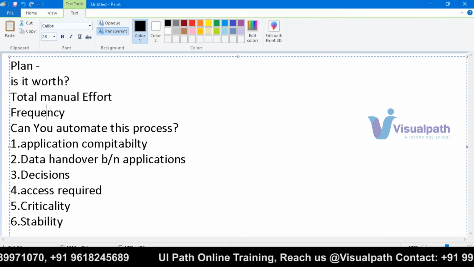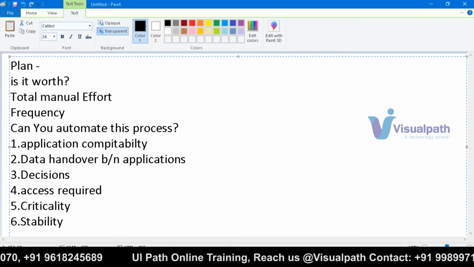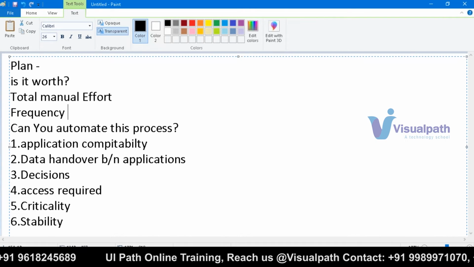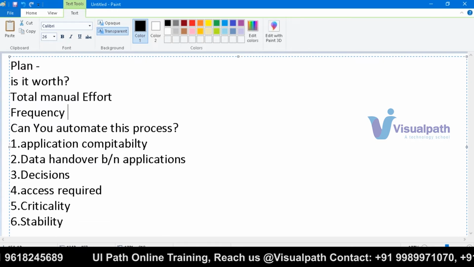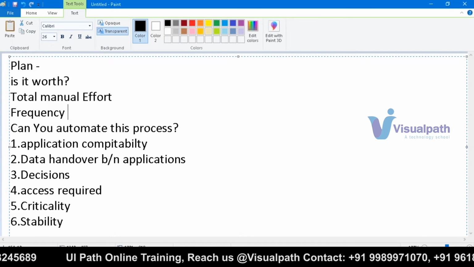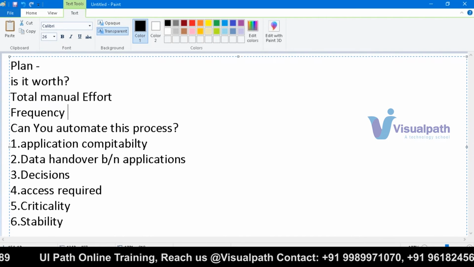The higher the frequency, see, is it better to automate a process which runs daily, or is it better to automate a process which runs annually? It is better to automate a process which runs daily, because by automating that you're saving a lot of daily effort. If it is annual, it's running only once a year.